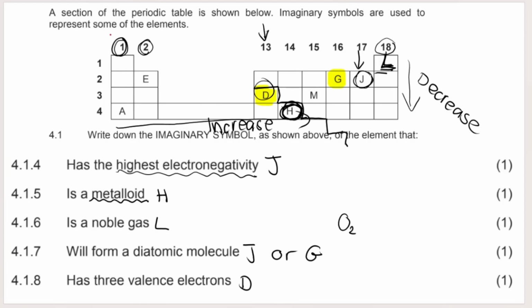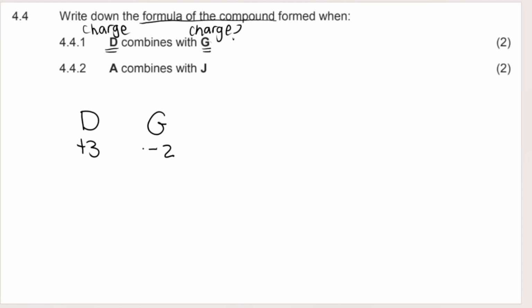As we know, this group will have a valency or a charge of +1. This one will be +2. This will be +3. This will be ±4. This will be -3, -2, -1, and 0. So D has a charge of +3 and G has a charge of -2. So those are the charges or the valencies.